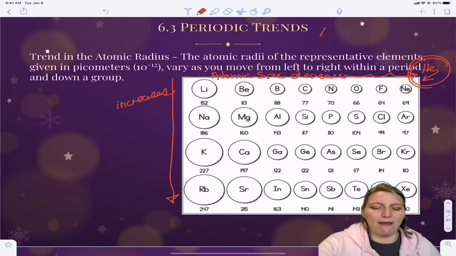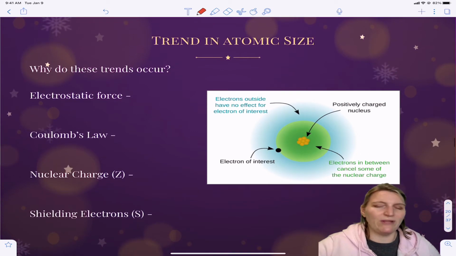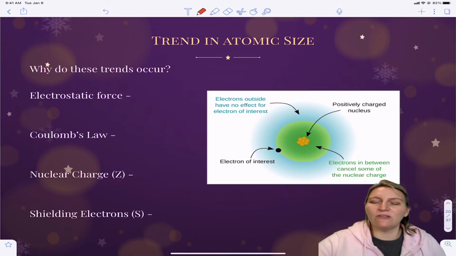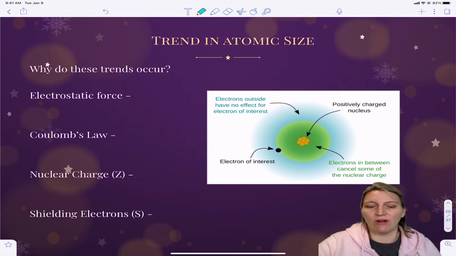I try to remember this trend by thinking "he is small." Helium is a very, very, very small element. So now we need to look at why. And this is tricky to understand, of course. So we're really going to have to look deeply into atomic structure here.